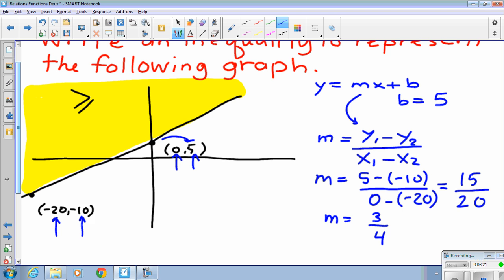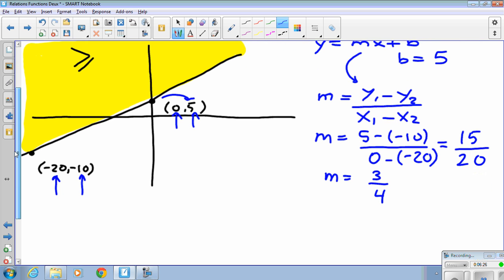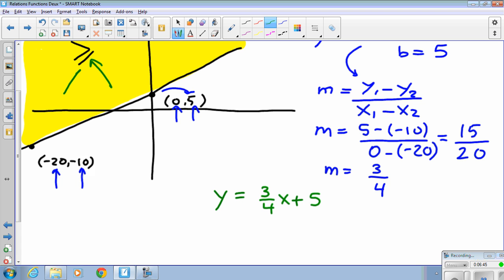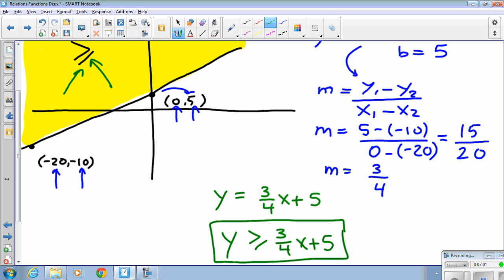And the line is going up to the right, so from grade 10, you should identify that as a positive slope. So then the equation of our boundary line, being mx plus b, is y equals 3/4 x plus the y-intercept of 5. That's the equation of the boundary line. But this is an inequality, which is shown by the shaded region, and we already determined that greater than or equal to is the inequality we're looking at. So our inequality is y is greater than or equal to 3/4 x plus 5. It's greater than because we've shaded above the line, and it's or equal to because the line is solid, which means any point on that line would also make this inequality true.